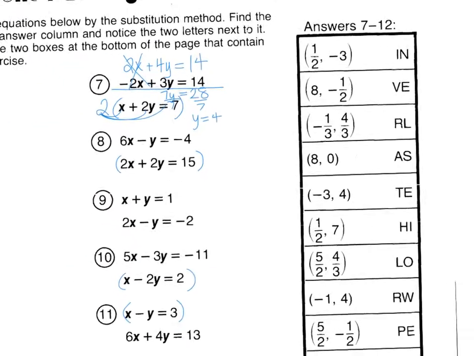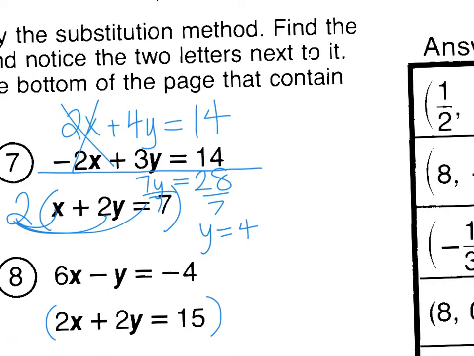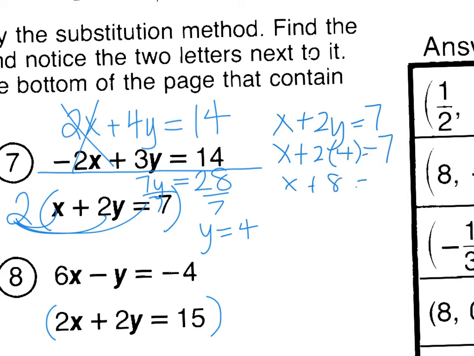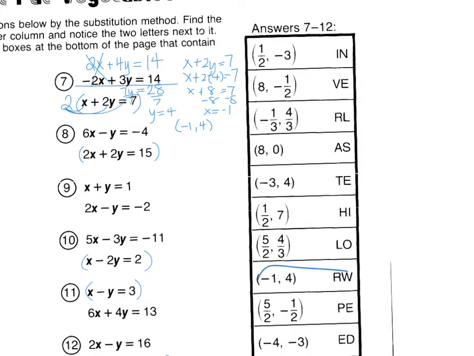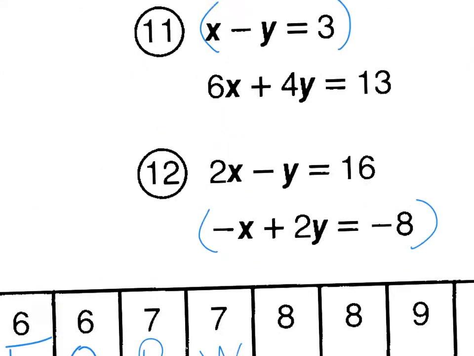Now, before you go any further with these, we have a lot of fractions on this side, so let's check to see if we can save time. So we have 2 4s, so we've got to finish it. So if I take the bottom equation, I've got to plug in 4 for y, so x plus 8, and then if I subtract the 8 to the other side, x is going to equal -1. So I'm looking for -1 and 4 right here, RW. Okay.